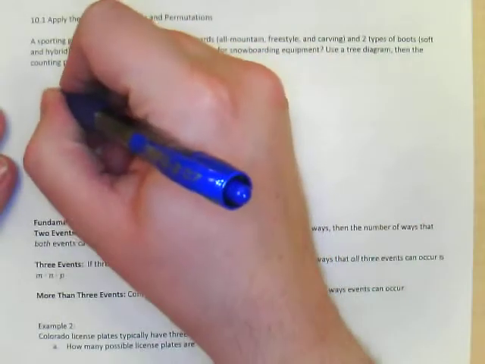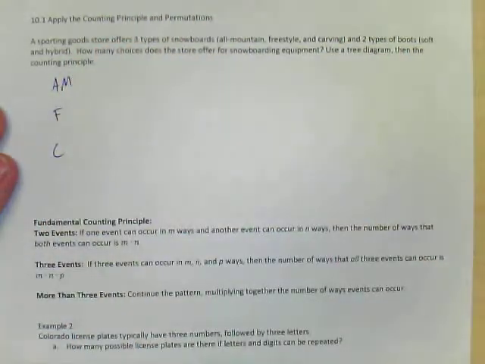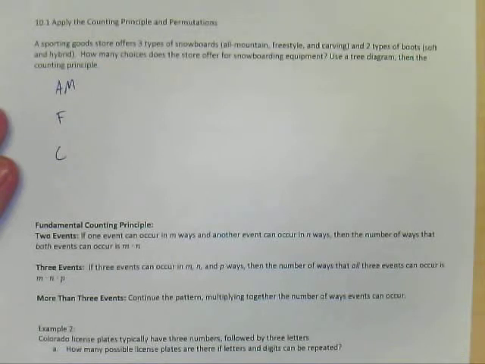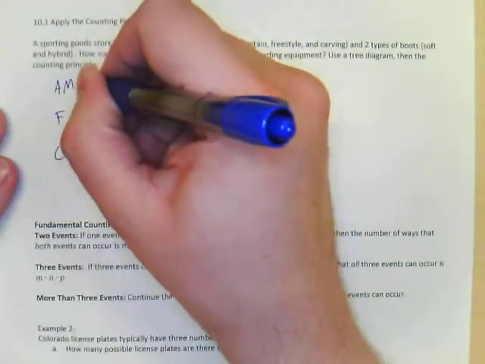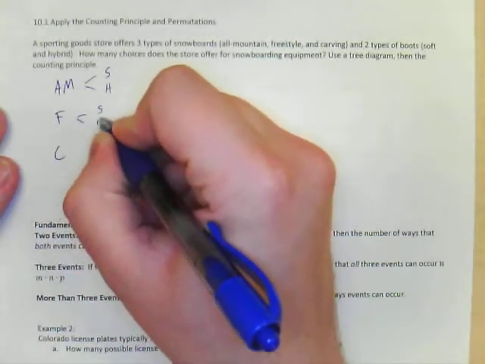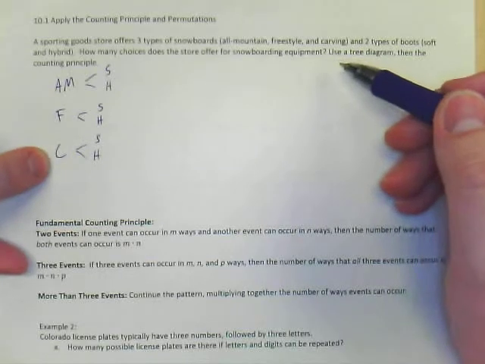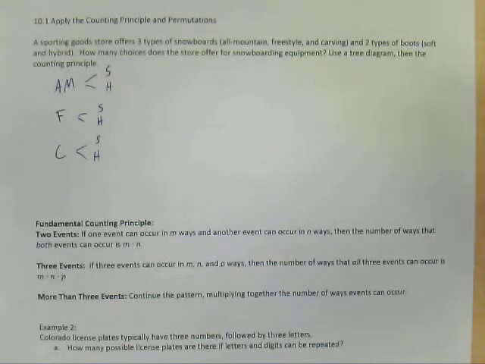So what this means is we have three types of boards. We have all mountain, freestyle, and carving. I'm just going to abbreviate them like so. Then for each of those options that we have for types of board, we have two options for the type of boot. So if we choose the all mountain snowboard, we could have either soft or hybrid boots. If we choose freestyle, we could again have either soft or hybrid. And if we have the carving, we could have either soft or hybrid. So for each of the three types of board we could choose, there's two types of boots that we could choose. So the total number of ways that we can make choices here is going to be 6.